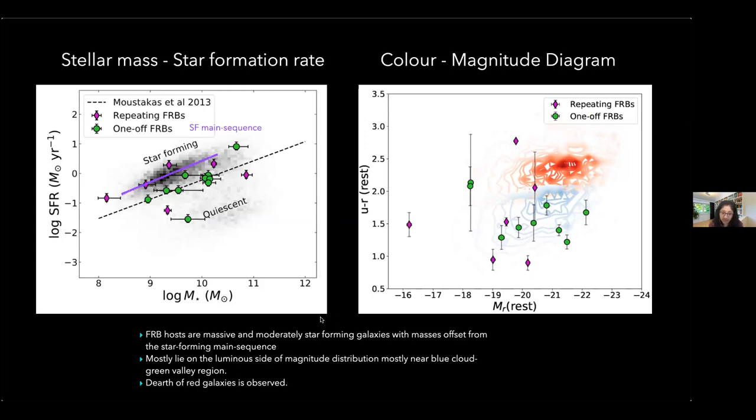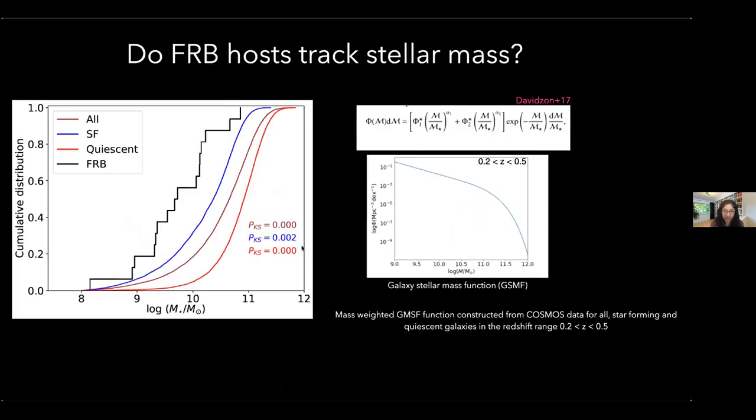And we see that the majority of FRB hosts do not trace these red massive galaxies. And also they do not seem to align with this peak in the color magnitude diagram for the blue galaxies. So to quantify this effect, we examined the null hypothesis that FRB hosts track stellar mass. For doing this, we used a double Schechter function to model the galaxy stellar mass function for all the galaxies, and then for star-forming and for passive galaxies.